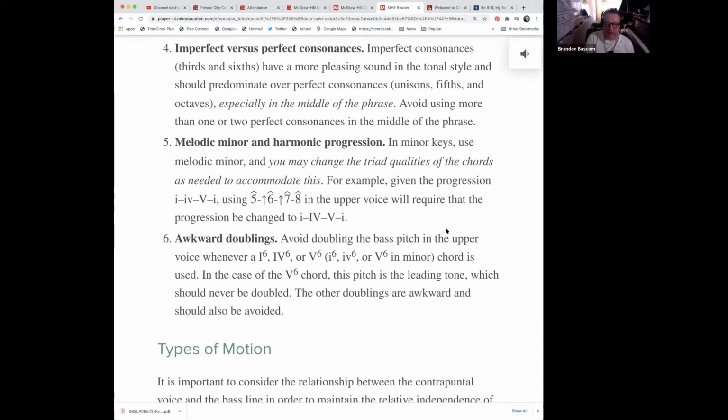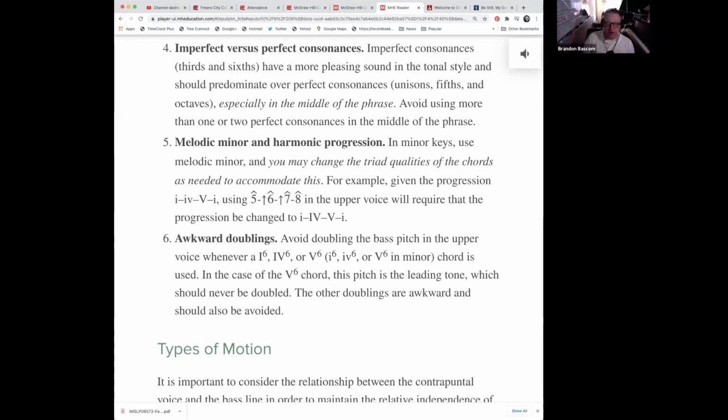So thirds and sixths are good. And we should hear more thirds and sixths than we should unisons, fifths, and octaves, especially in the middle. But don't use more than 1 or 2 perfect consonances in the middle. What's a perfect consonance? A fourth, fifth, unison, a fifth, or an octave. You with me? Yeah. All right.